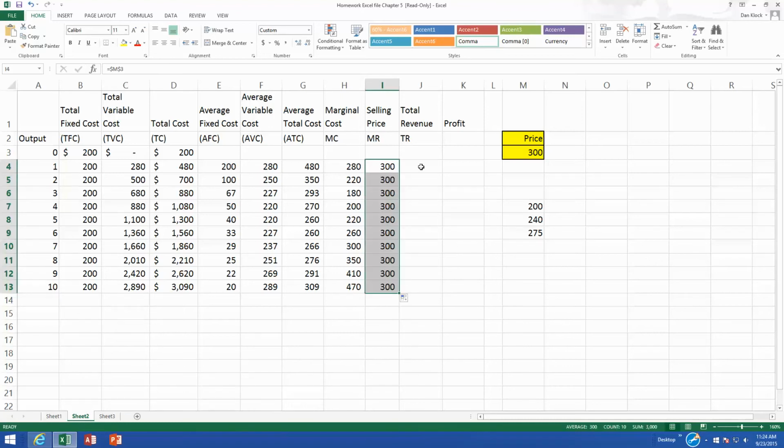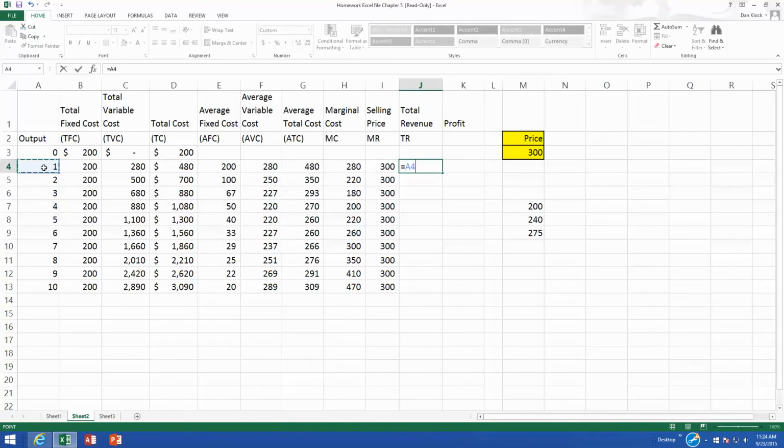Loving it. Total revenue here. So what's my total revenue? I'm just going to take my price times output. Basically, total revenue is price times quantity produced, right? How much I sold and how much I sold it for. So I'm going to take this at quantity 1. There is no total revenue, of course, with 0 output when I produce nothing. Multiply this times the 300. So that's my total revenue if I just sold one output of this product, right?